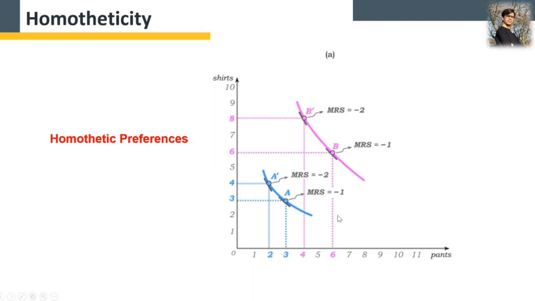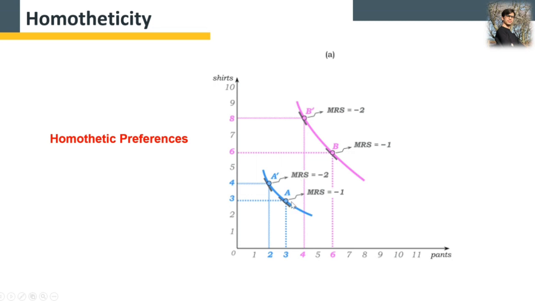When we scale up both by 2, we find A prime has 4 shirts and 2 pants. If we scale up by 2, on the other indifference curve, 2 pants multiplied by 2 becomes 4 pants, and 4 shirts multiplied by 2 becomes 6 pants. So we move from A prime to B prime.